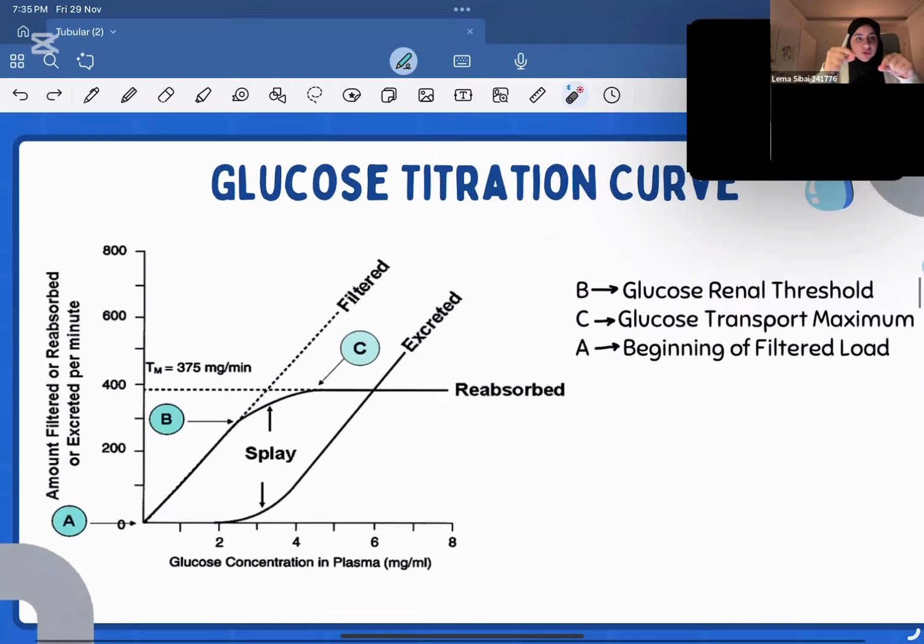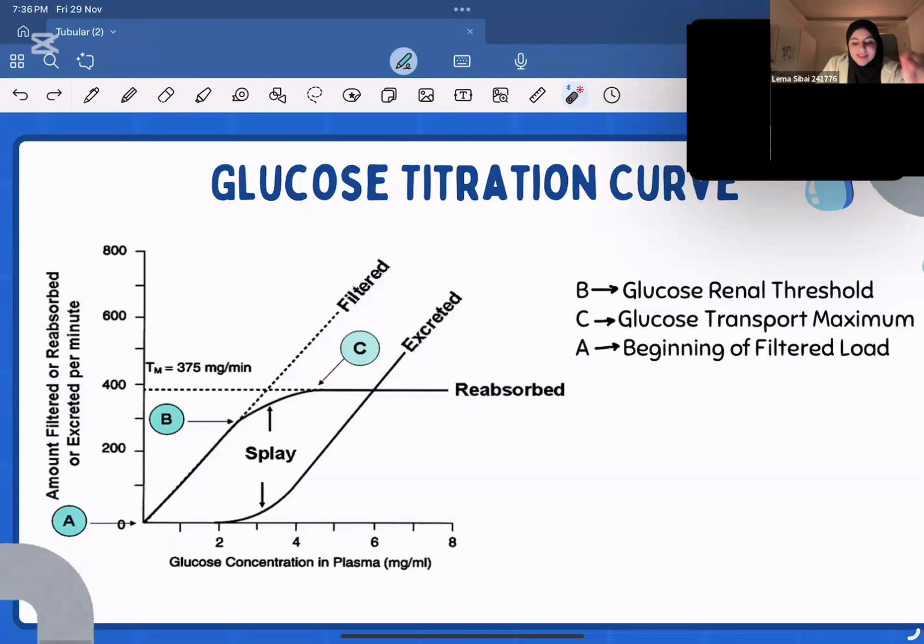This is where the filtration starts to occur in Bowman's capsule to begin with. So A is the beginning of the filtration load. B is the threshold concentration, sorry. And C is the transport maximum. Is that understood? Because this is really important, and she mentioned specifically that she will test you on this.